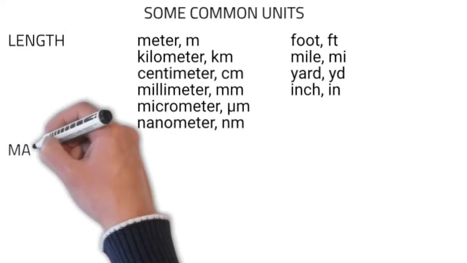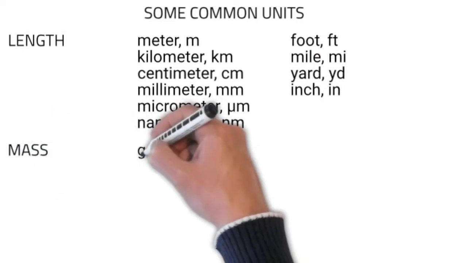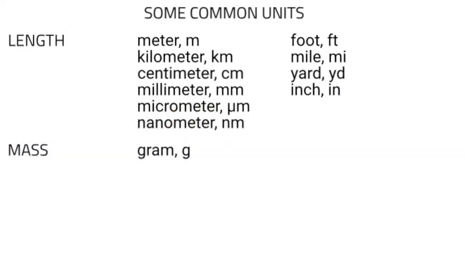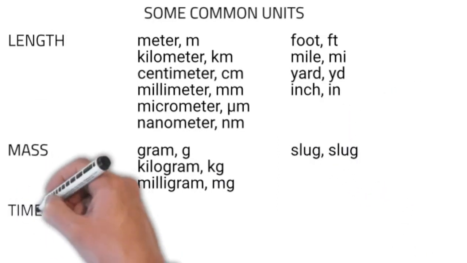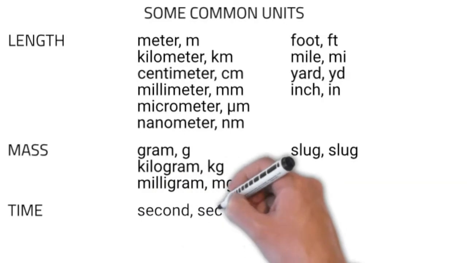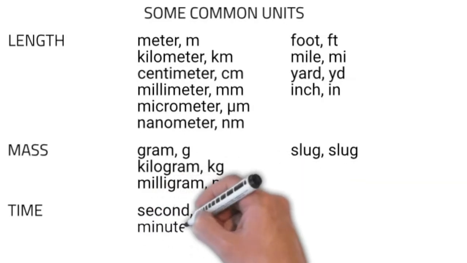For mass in the metric system, we use the gram, the kilogram, and the milligram. In the imperial system, we use a slug. For time, in both of these measurement systems, we use the second, the minute, and the hour.